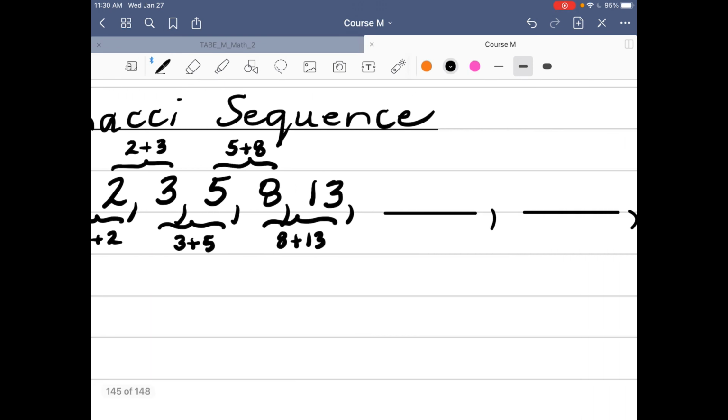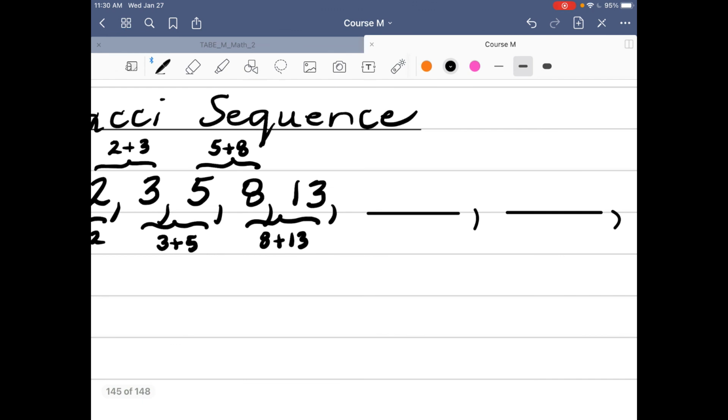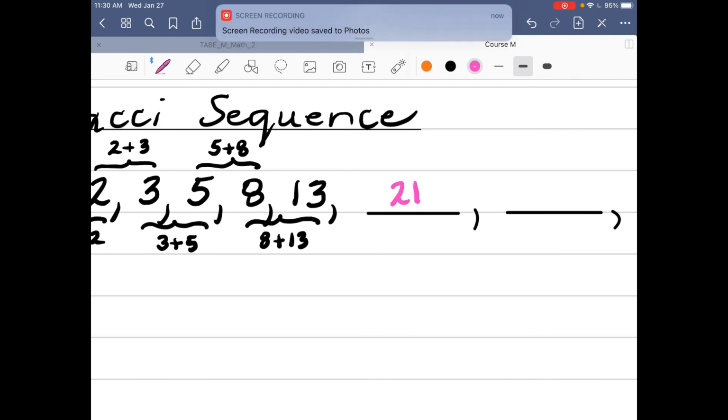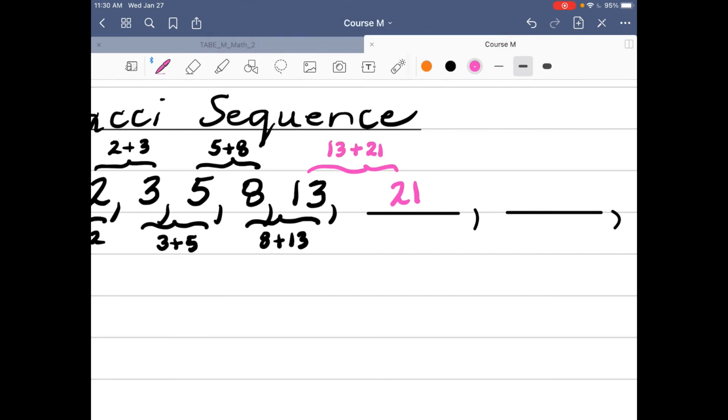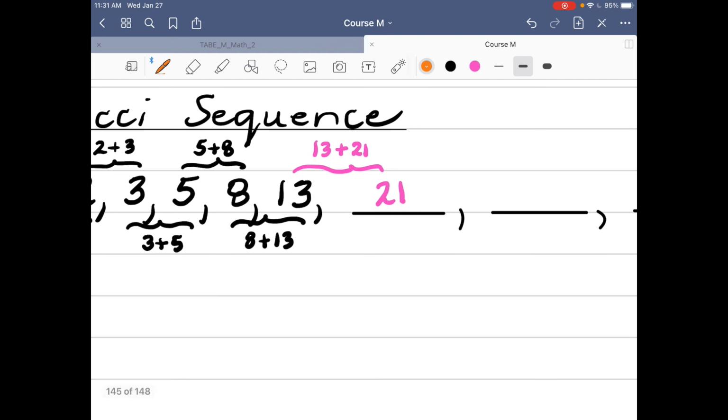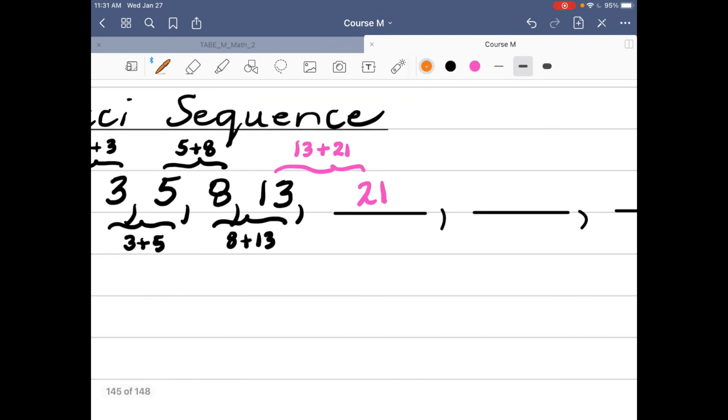is, and we have to fill that one in. So whatever the sum right there is, it's going to fill in this blank. 8 plus 13, use your calculator if you need it, that is 21. So then we're going to say 13 plus 21, and that will give me the next number in the sequence. So that one is going to be 34.